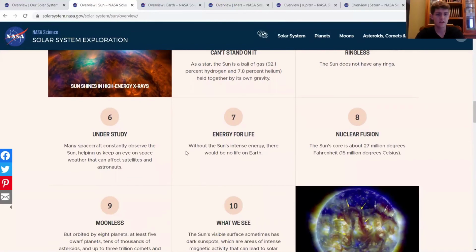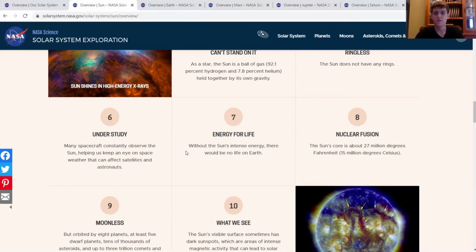Many spacecraft constantly observe the sun, helping us keep an eye on space weather, which can affect satellites and astronauts. And one of the most vital things about the sun is its energy for life. Without the sun's intense energy, there would be no life on Earth. We'd basically freeze and everything would collapse around us.